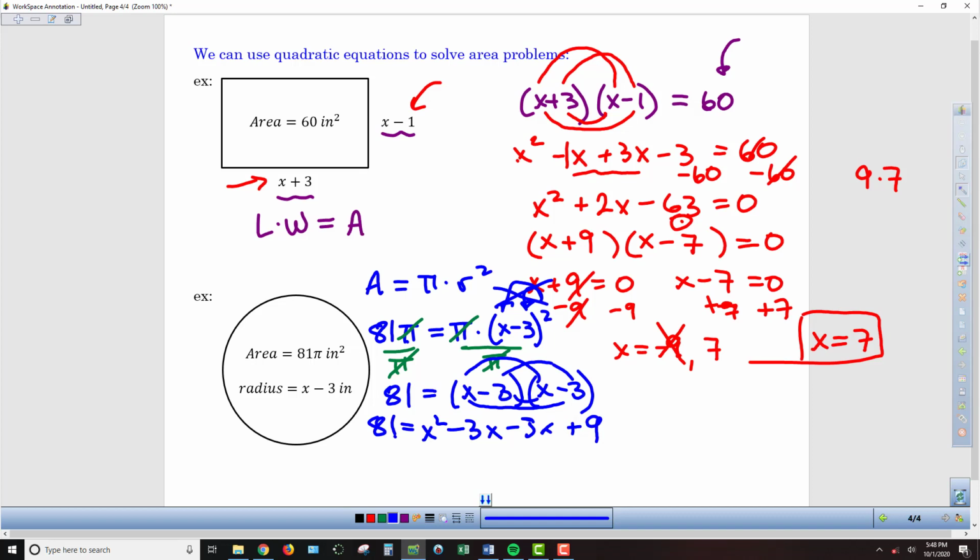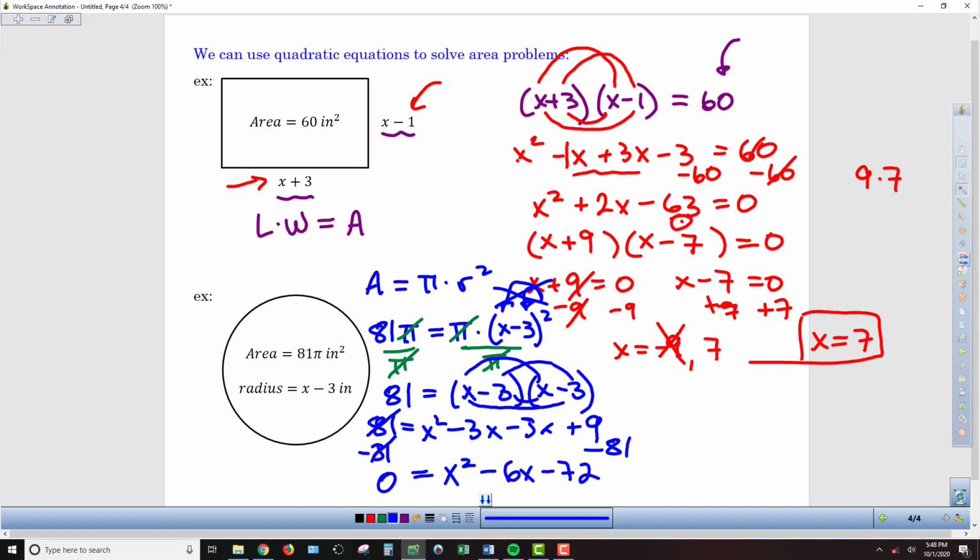So just like I did on the previous question, I'm going to try to do two things at once. I'm going to move this 81 to the other side so I get my 0 over here, and at the same time I'm going to combine my like terms over on the right-hand side. So I still have x squared, minus 3x and minus 3x, as I already mentioned, is going to be minus 6x, and then finally I've got 9 minus 81, which is negative 72.